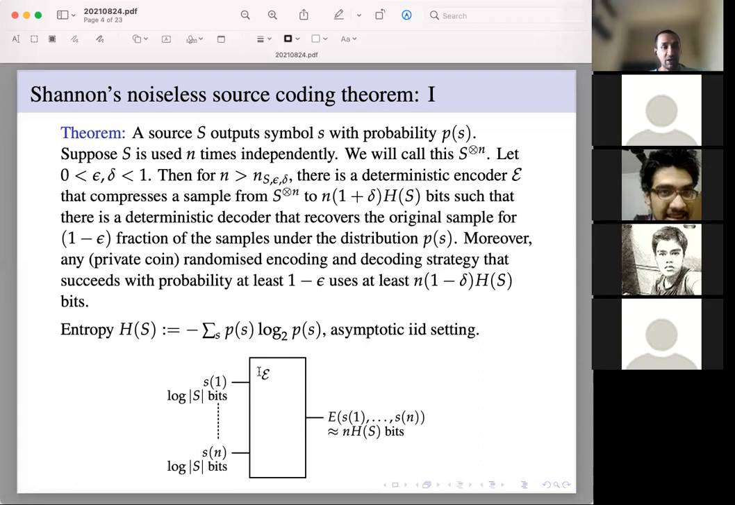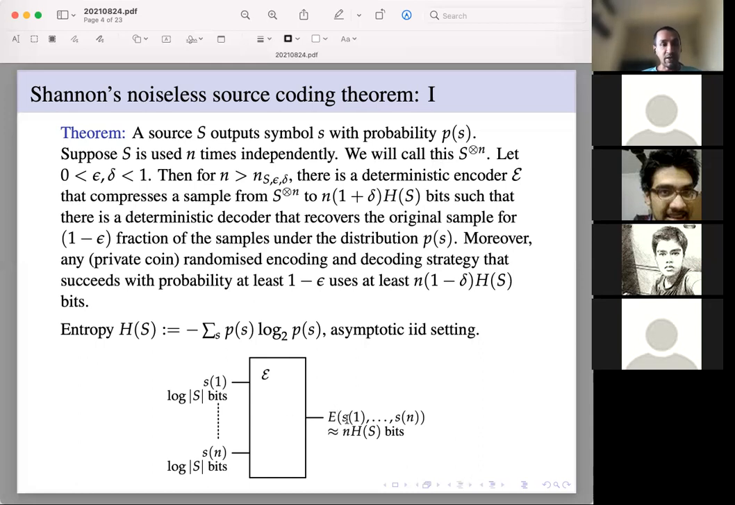So let's look at the picture. There is this encoder. It gets n symbols, so the source S is used n times independently. Now, if I were naive, I would say that to represent one symbol, I take log s bits. So to represent n symbols, I'll take n times log s bits. But I don't want to do that. I want to encode them. I want to compress them.